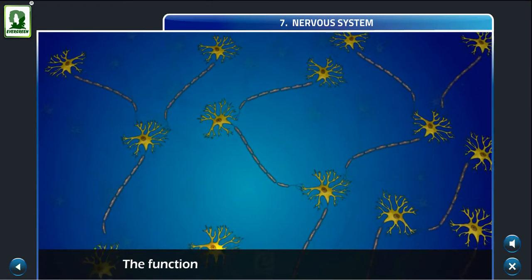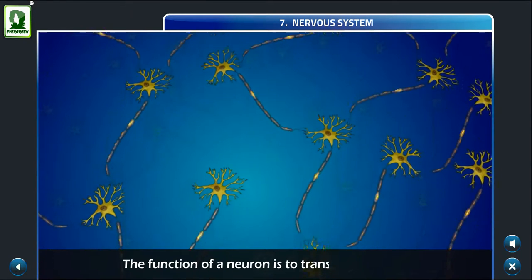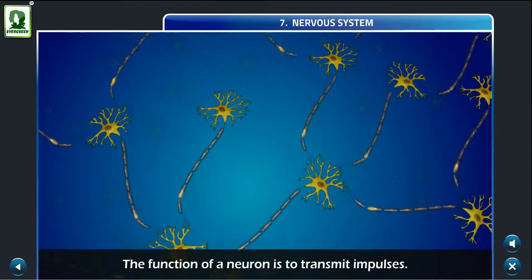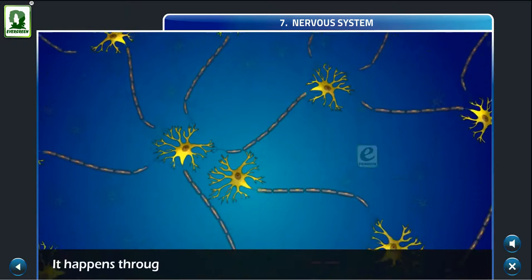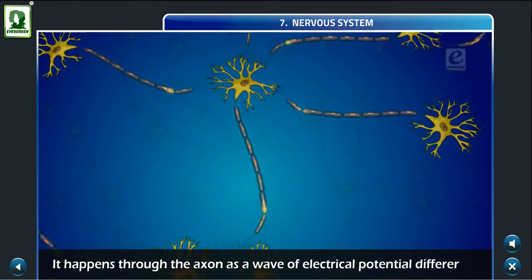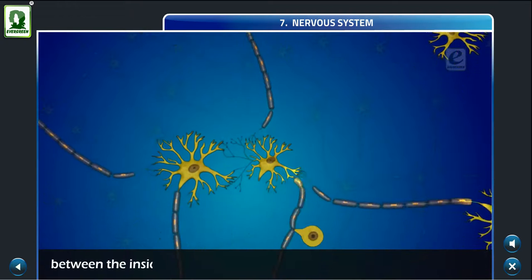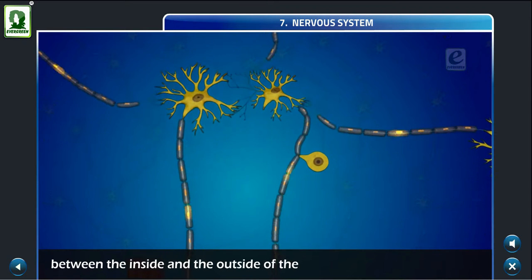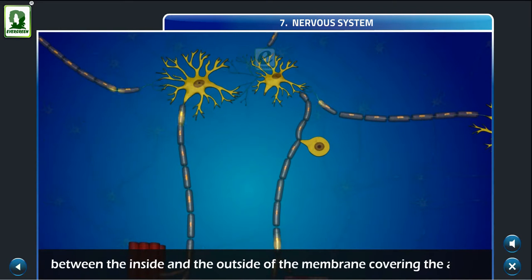The function of a neuron is to transmit impulses. It happens through the axon as a wave of electrical potential difference between the inside and the outside of the membrane covering the axon.